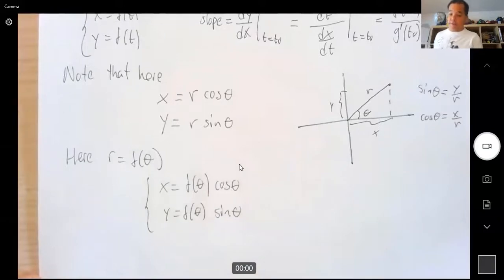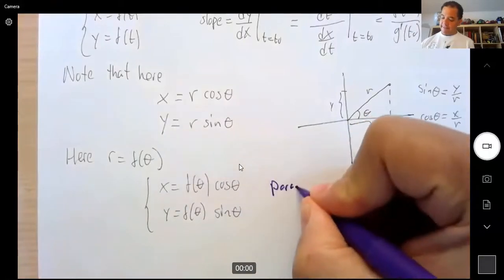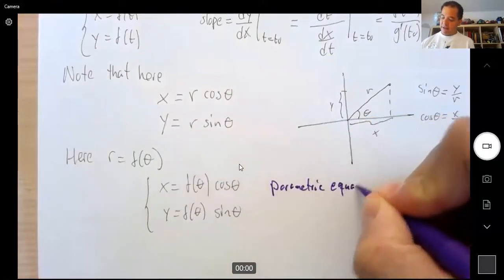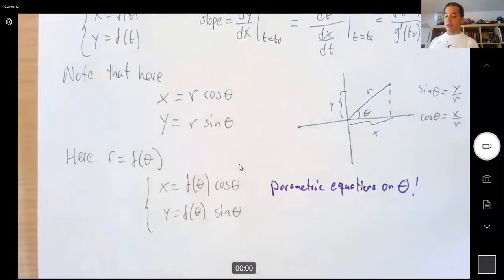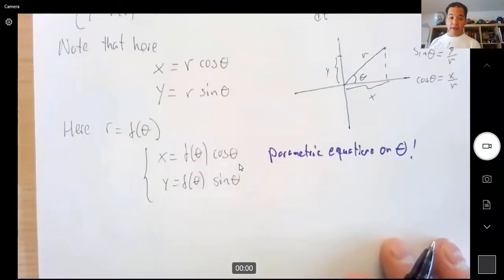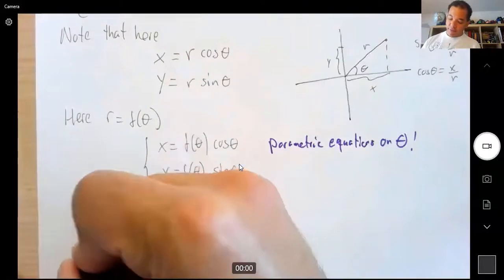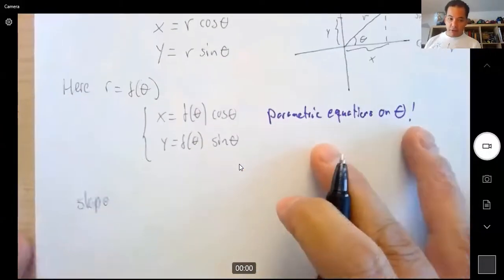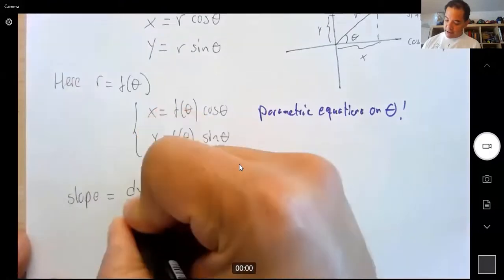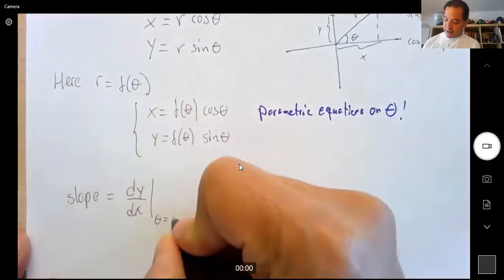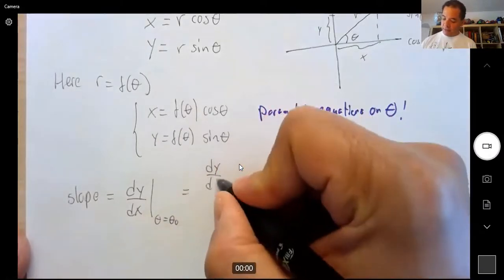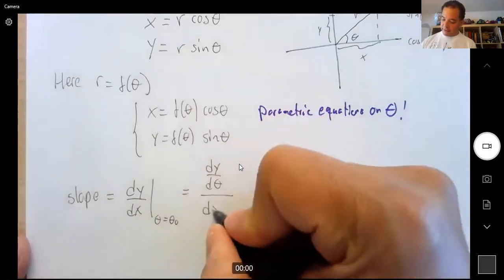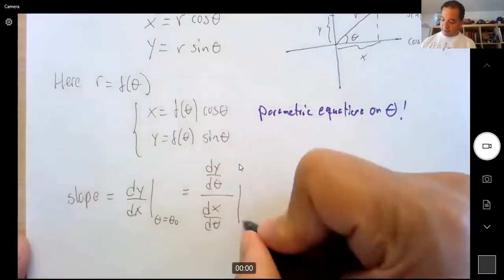But so what? I mean, it's just a different name. So these are parametric equations on theta. And that's fantastic because now we can figure out what the slope is. We just need to do what we did before. So the slope is simply going to be dy/dx at a specific theta that you want. And to do that, all I need to do is take the derivative of y with respect to theta divided by the derivative of x with respect to theta, and plug in theta 0.